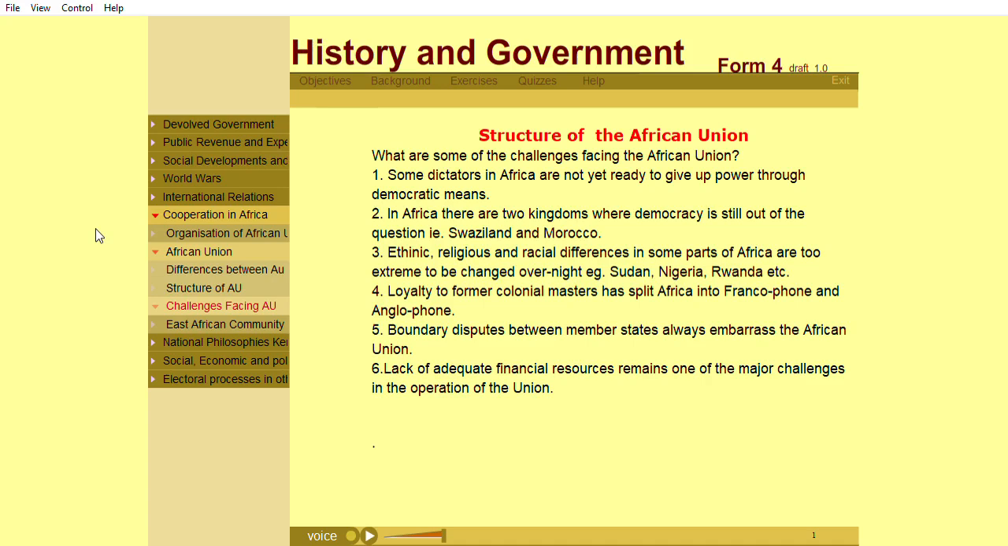Loyalty to former colonial masters has split Africa into Francophone and Anglophone countries. Boundary disputes between member states always embarrass the African Union, and lack of adequate financial resources remains one of the major challenges in the operation of the Union.